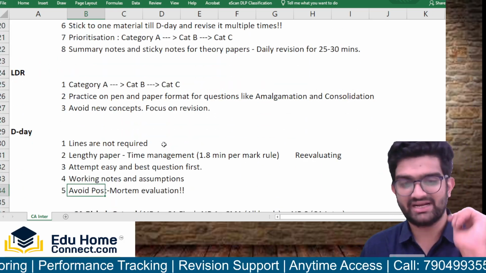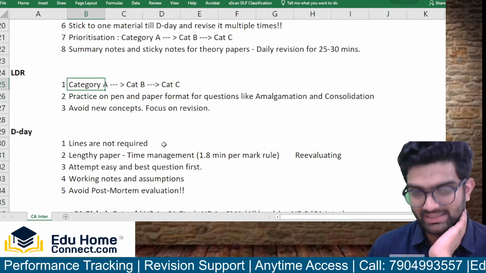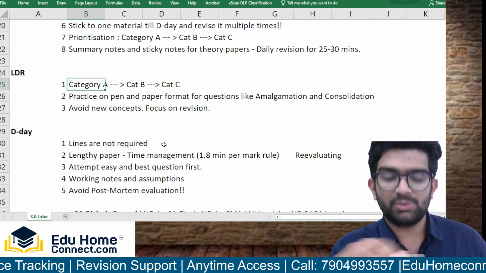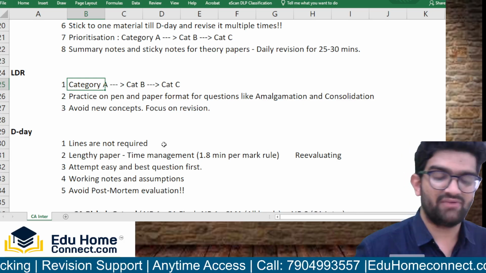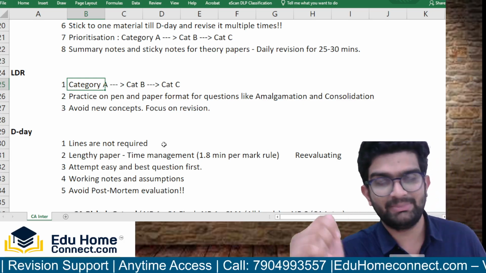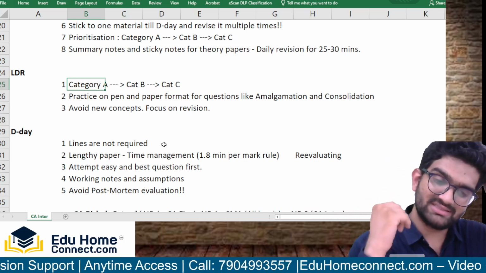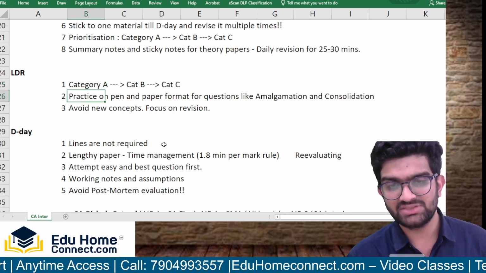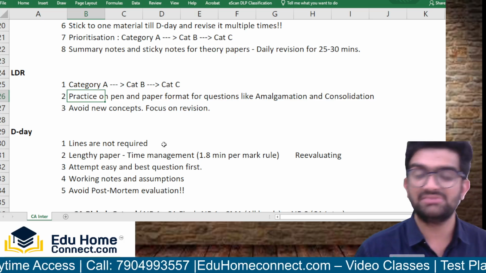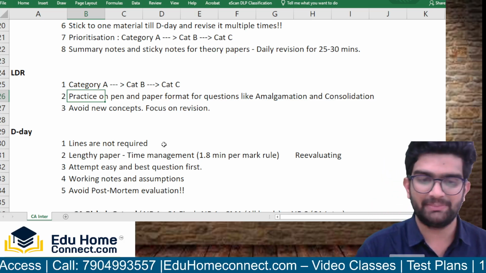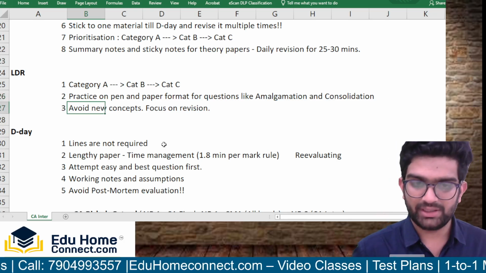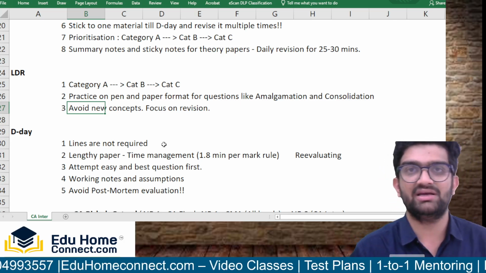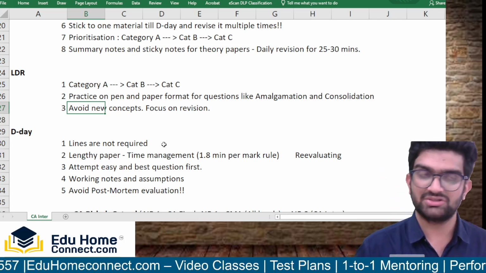Now what should be the strategy on the last day before the exam? Focus again on categorization. I have talked about this innumerable times. I'm again telling you that you have to focus on category A chapters first, then B, and then C. Not only chapters, even concepts within a particular chapter. For practical questions which are format heavy, like those from amalgamation and consolidation, you need to practice them on pen and paper. Avoid doing new concepts, new chapters, new questions on the last day before the exam. It would create unnecessary panic in you. Focus on revising your existing syllabus.